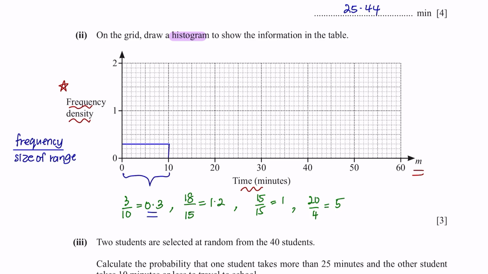So the frequency density is 0.3, which is over here, and the class size is 10. So it's going to look like this. The next frequency density is 1.2, so somewhere here, but the class size is 15, so it will be from 10 to 25, like this. And just repeat the same step, and this is what you will get.